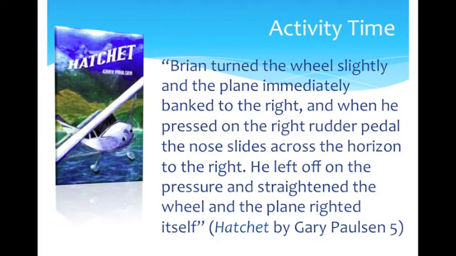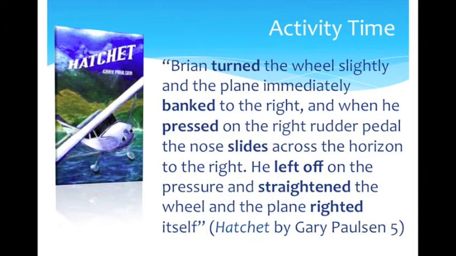Now that we've defined tense shift, let's take a moment to look at this passage from Hatchet by Gary Paulsen. Take a minute to identify all the verbs in the passage. You can write them down on a piece of paper, or if you're projecting this on a whiteboard, you can circle the verbs. Now that you've identified all the verbs, can you spot the shift in tense?